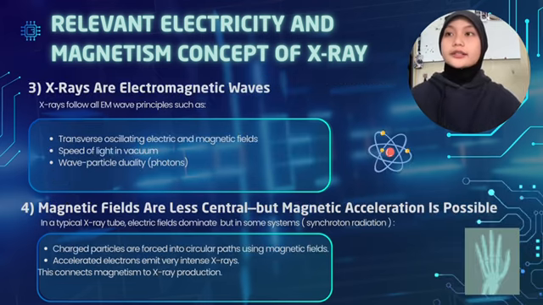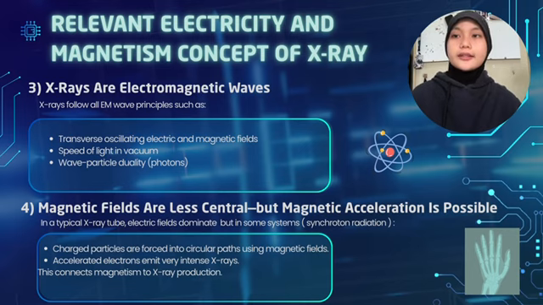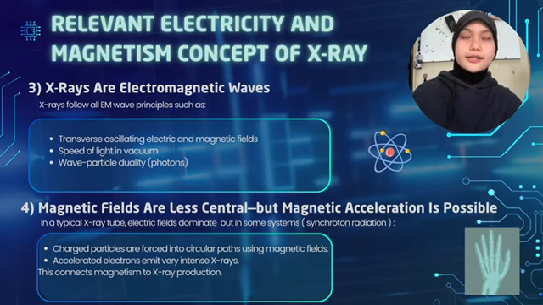Moving on to the third concept, which is that X-rays are electromagnetic waves. X-rays follow all the EM wave principles such as transverse, oscillating electric and magnetic fields, speed of light in vacuum, and wave-particle duality, which is basically photons. Maxwell's equations predict their existence because accelerating charges generate EM waves of all frequencies, including X-ray.